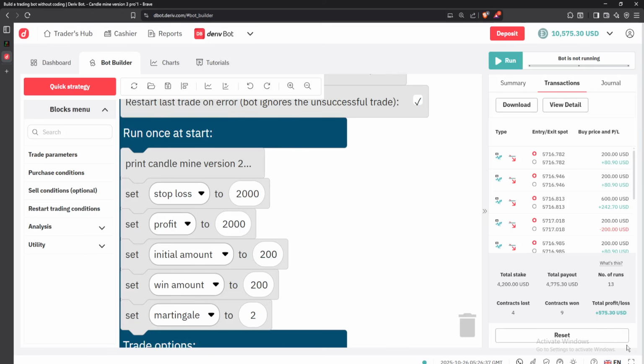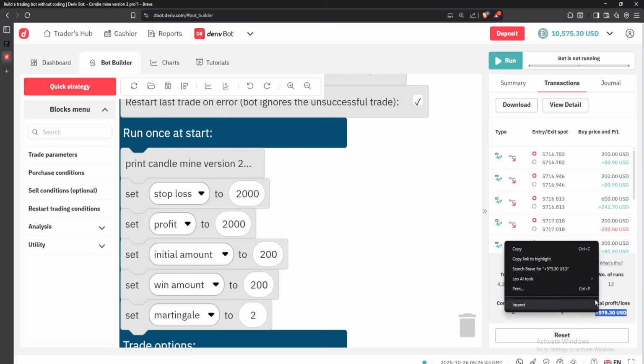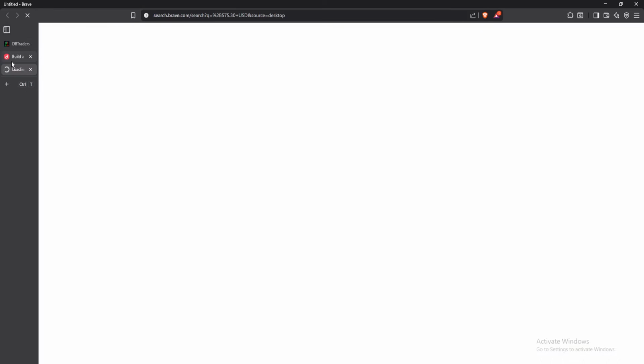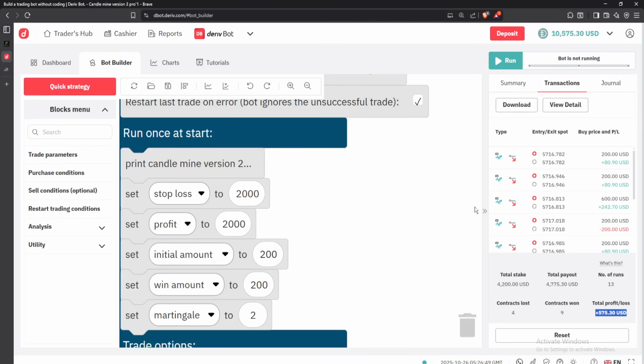So far you have made 575.3 USD. I don't know if I can convert that. Let's see how much you have made. The power of capital. Guys, with enough capital, you'll be making money until you feel like, where was I all this moment? So guys, look for capital.